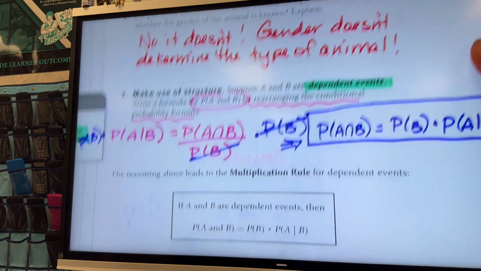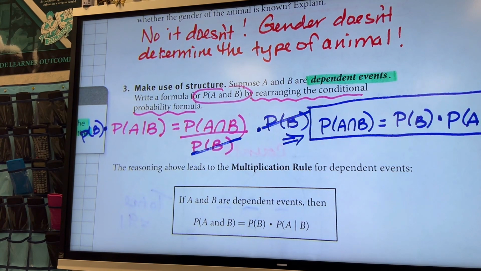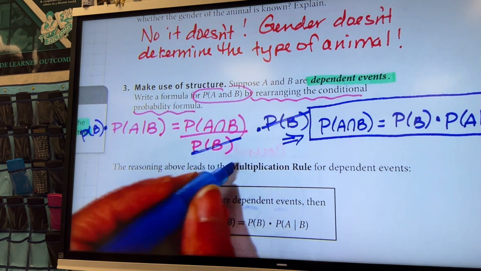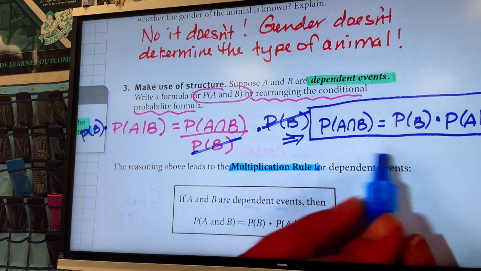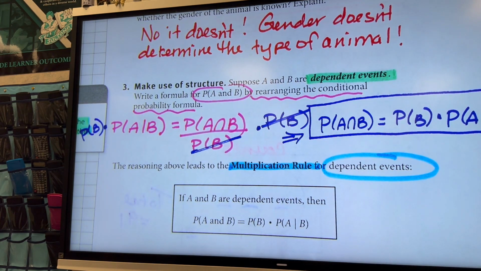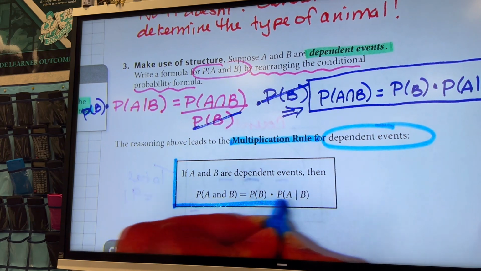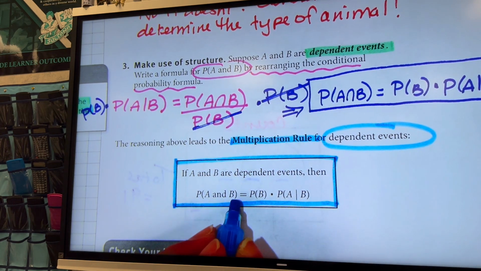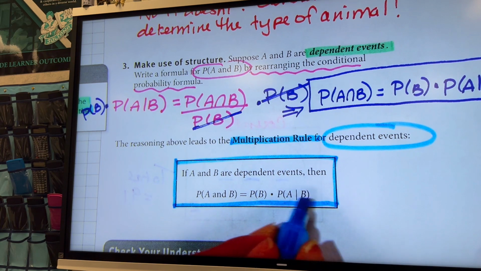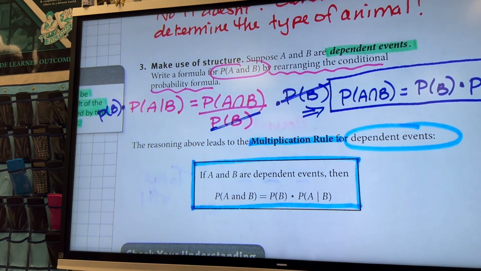So basically this is another variation of the formula that we got on the last page, but it only works for what kind of events? Dependent events. They have to be dependent upon each other. So we're going to learn how to test for dependence today also. It says the reasoning above leads to what is called the multiplication rule for dependent events. So again, they've got to be dependent events. So if A and B are dependent, then the probability of A and B equals the probability of B times the probability of A given B. Okay, and I'll show you how to use that formula.